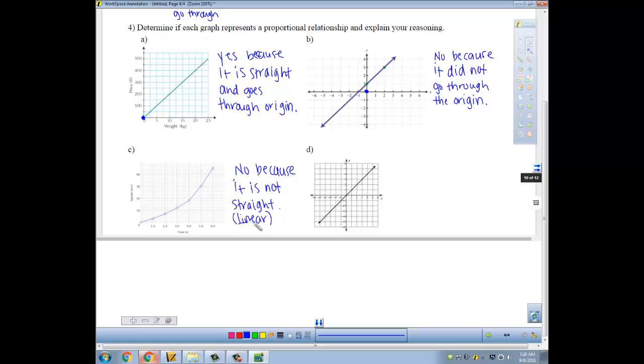The word linear comes from the word line, so I want a straight line. So if you use the word linear, then you're given a better answer than if you just said it was straight. Part D, we want to see, is it straight? So is it linear? Yes. And did it go through the origin? Yes. So this is yes, because it is linear and went through the origin.